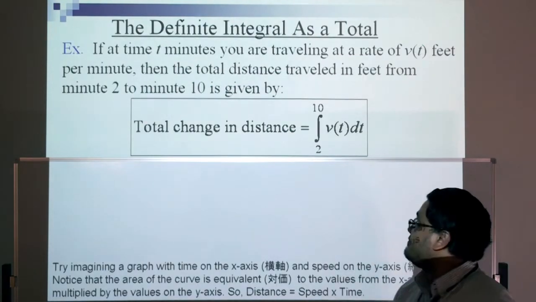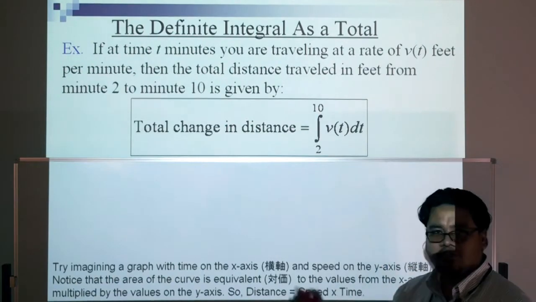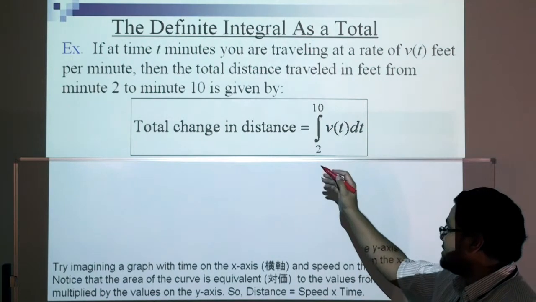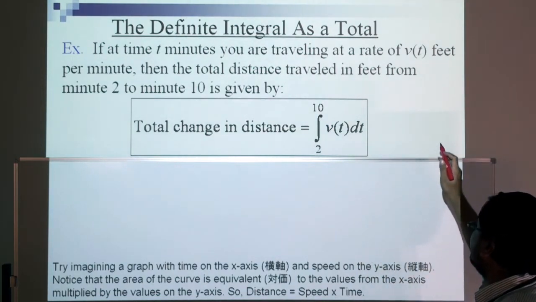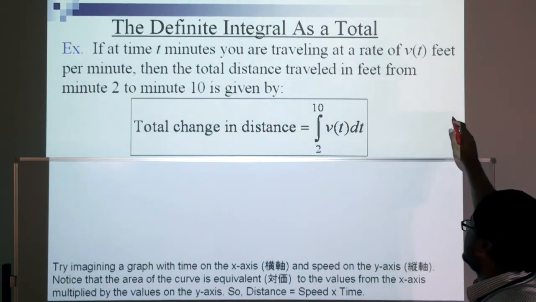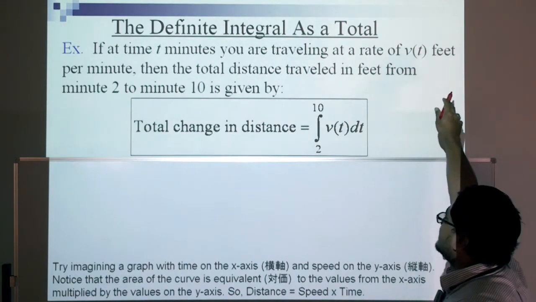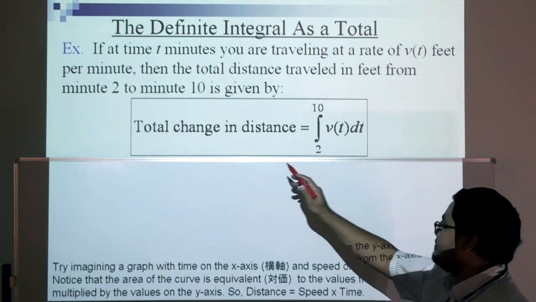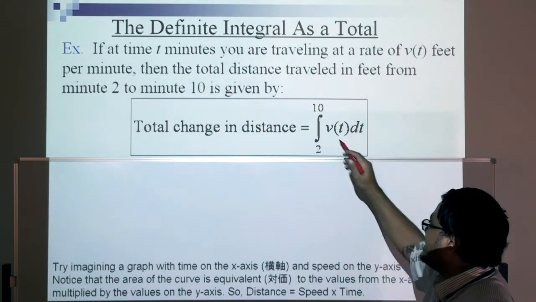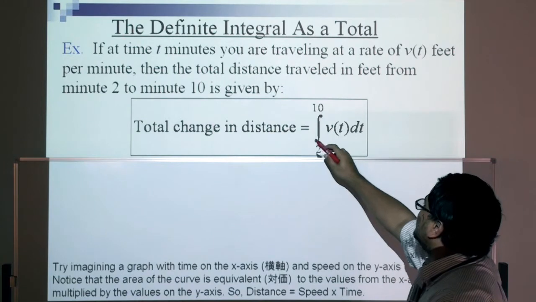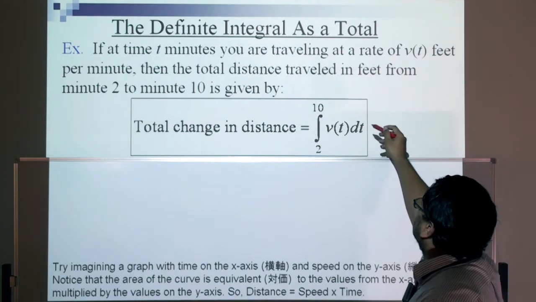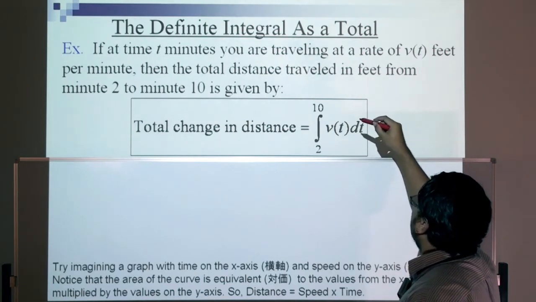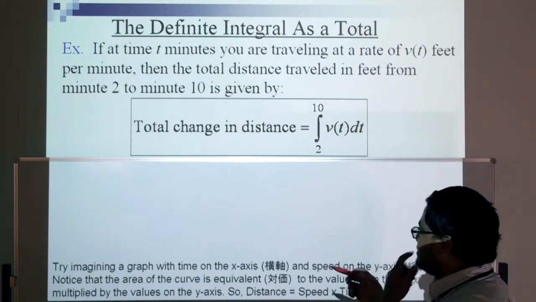Okay, let's move on. So let's look at the definite integral as a total. Okay, let's look at it in another way. Look at this example. If at time t minutes you are traveling at a rate of v(t) feet per minute, that's a rate, a function of speed, then the total distance traveled in feet from minute 2 to minute 10 is given by the total change in distance, from the integral of v(t) with respect to time from 2 minutes to 10 minutes.